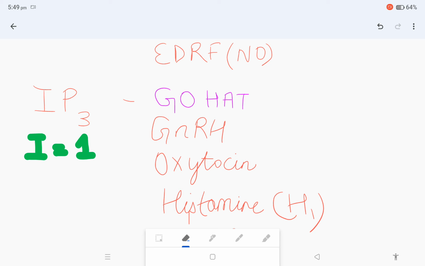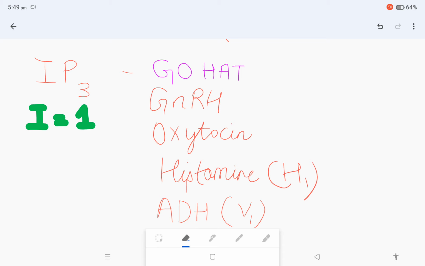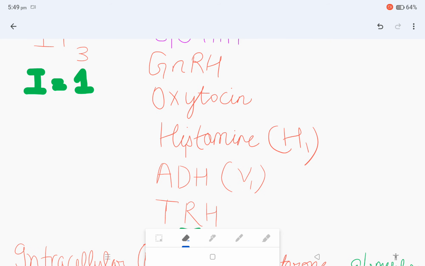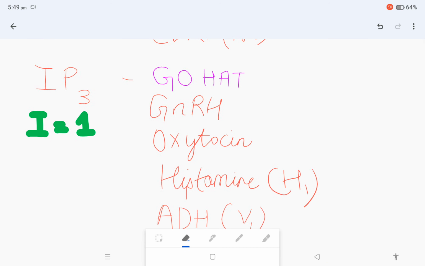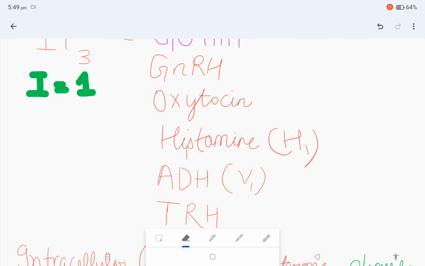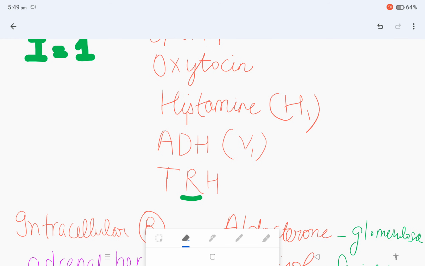In that cyclic AMP we had growth hormone releasing hormone. Then from hat is similar to that: histamine, ADH, and thyroid hormone. Histamine here, IP3. We can remember that I is similar to the 1. So 1 is there. Histamine also H1, ADH also V1, and thyroid hormone, that is TRH. That is also first hormone, that is releasing hormone.